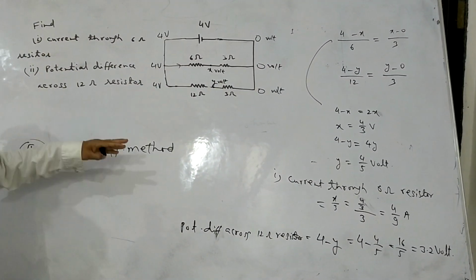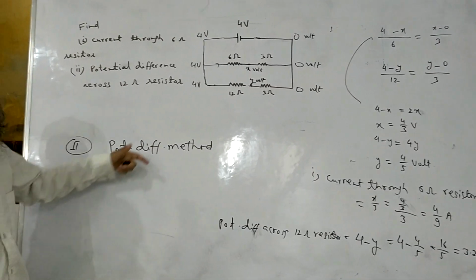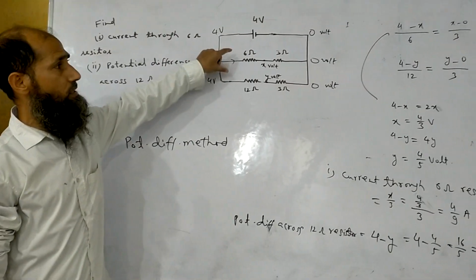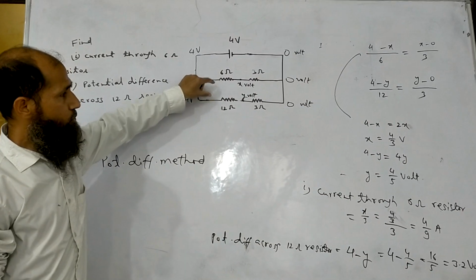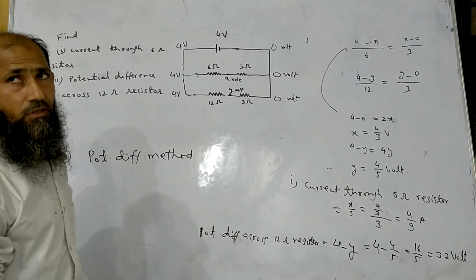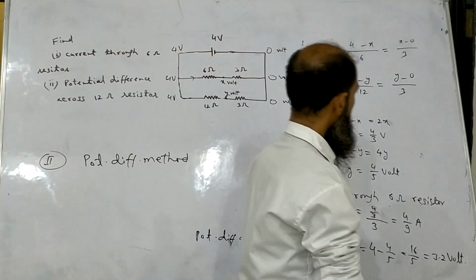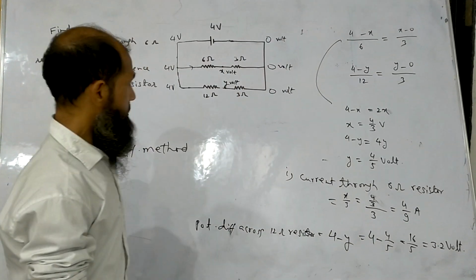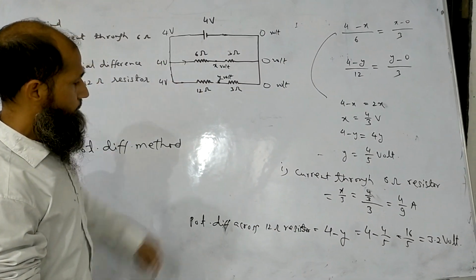Okay, fine. So by this method also we can find out everything, whatever we want to find for this circuit. Current through this one, potential difference across this one, anything we can find out. So suppose we need to find out the equivalent resistance. That also we can find out by this method.